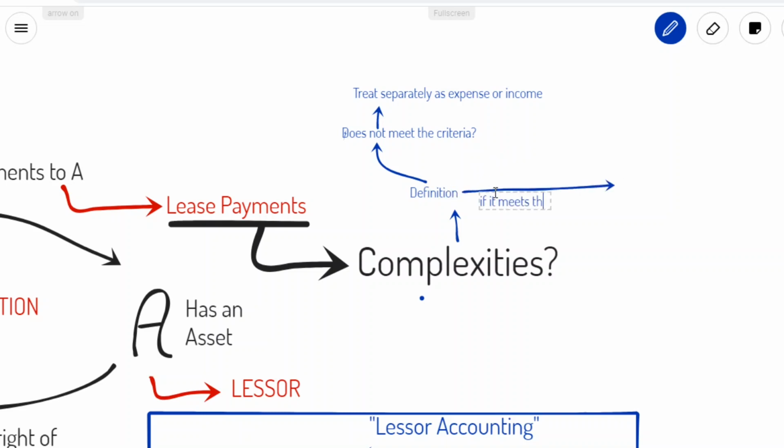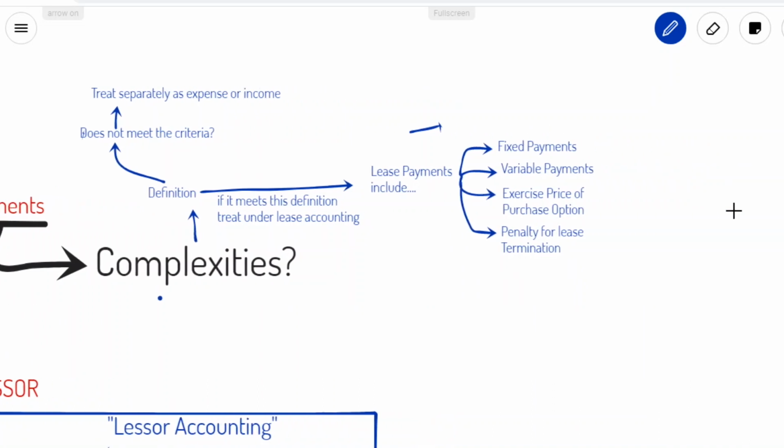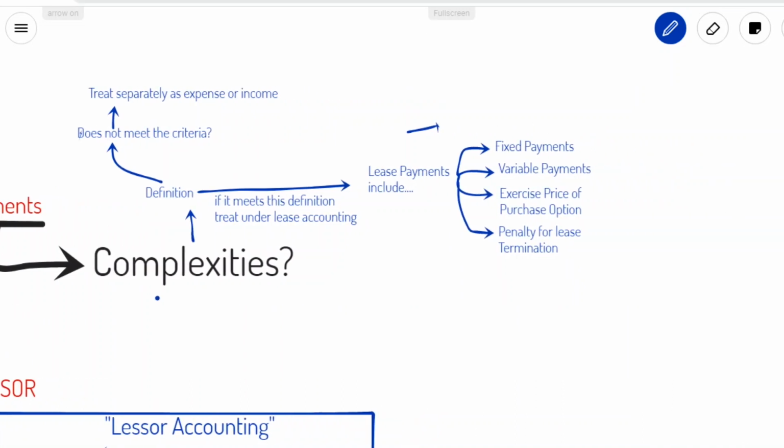So what to include in the lease transaction, in the lease accounting? Standard says that lease payments are the payments made by a lessee to a lessor relating to the right to use an underlying asset during the lease term, comprising the following: fixed payments, variable payments, the exercise price of a purchase option, and the payment of penalties for terminating a lease. Now, we'll look into each of these in a bit more detail.